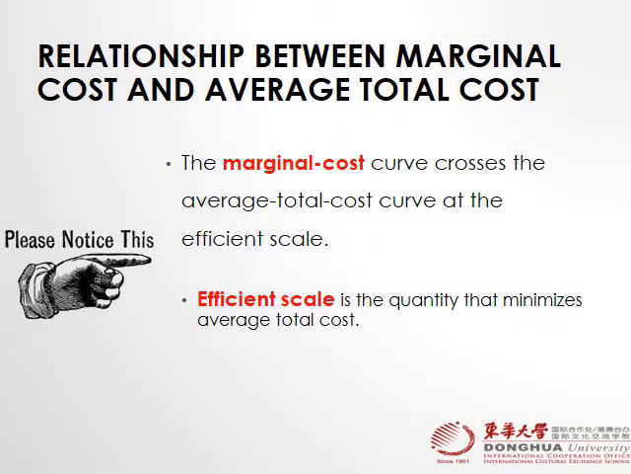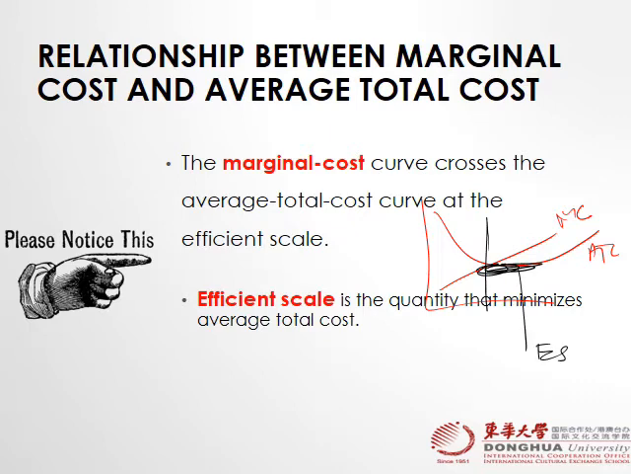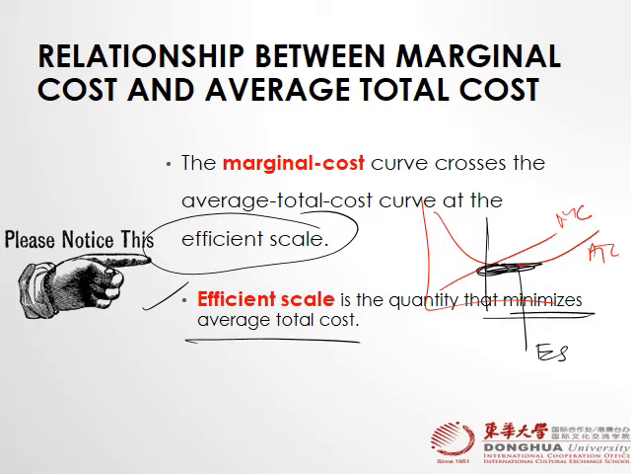And the last point for the managerial cost is that MC crosses the ATC at its minimum, which means at efficient scale, right? The marginal cost curve crosses the average total cost curve at its minimum, or efficient scale. And what is efficient scale? We discussed it in our previous slide. It is the quantity that minimizes average total cost, right? Good.